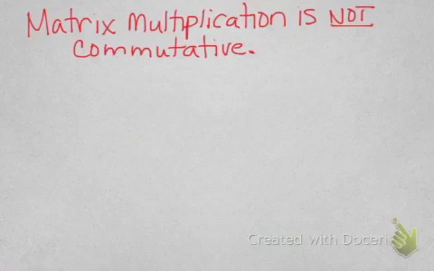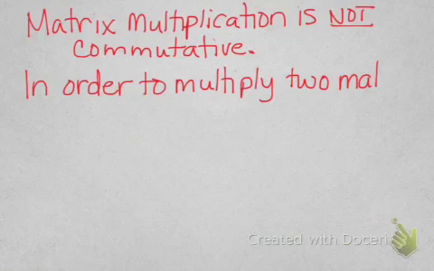Matrix multiplication is not commutative. In the real numbers, when we multiply two numbers, say 3 times 6, 3 times 6 is 18, and 6 times 3 is also 18. But when you multiply matrices, A times B does not equal B times A, which we'll go into in a few minutes.